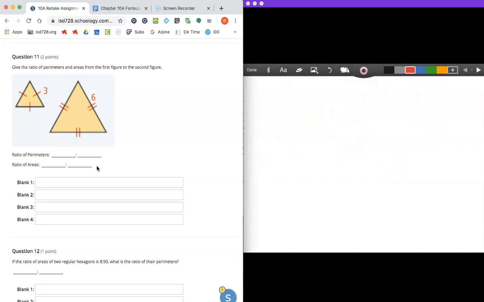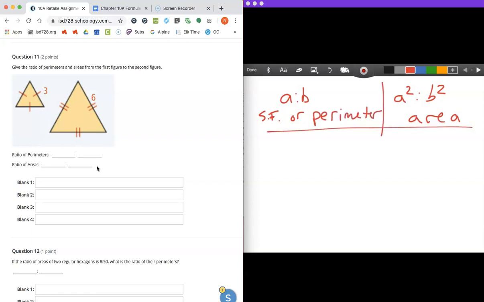All right. Remember, we either have a to b or a squared to b squared. A to b was for scale factor or perimeter. This is for area. Okay. So scale factor or perimeter is a to b. A squared to b squared is area. Okay, so this one wants the ratio of perimeters and areas from first figure to second figure. So there's the order we're going in.